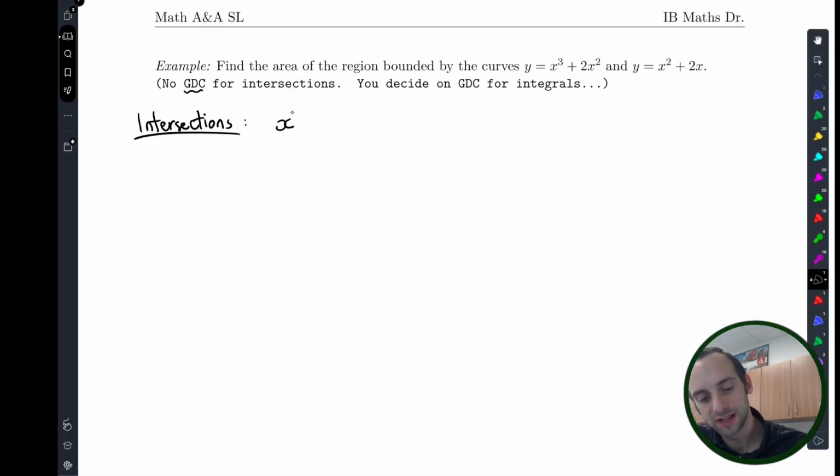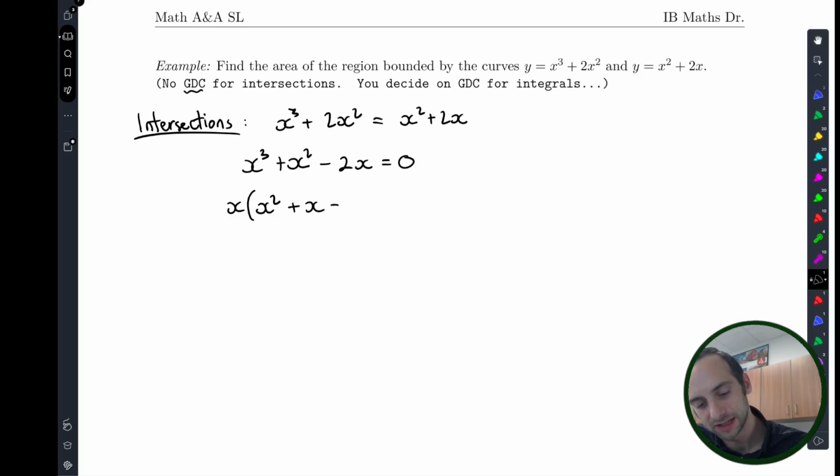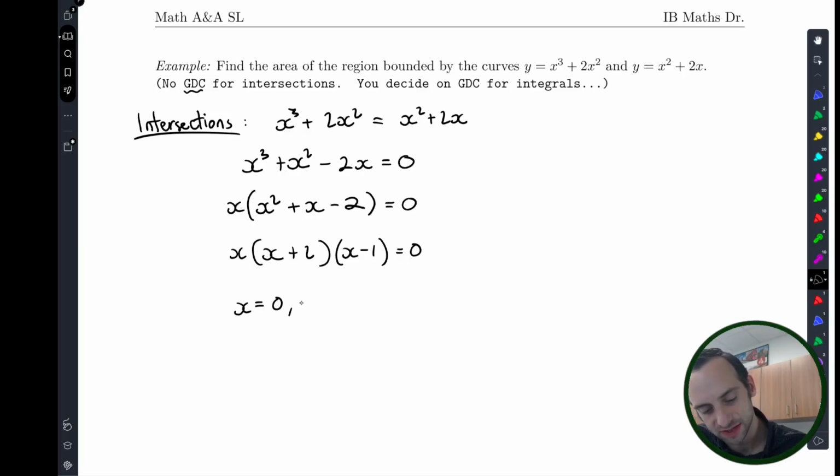So we know the intersections are found by setting these equal to each other. So x cubed plus 2x squared equals x squared plus 2x. We solve this by getting all the terms to one side. So that would be x cubed plus x squared minus 2x equals 0. We have a common factor of x that we can take out, and then we can factor away with our x plus 2, x minus 1, giving us our three intersections of 0, -2, and 1.